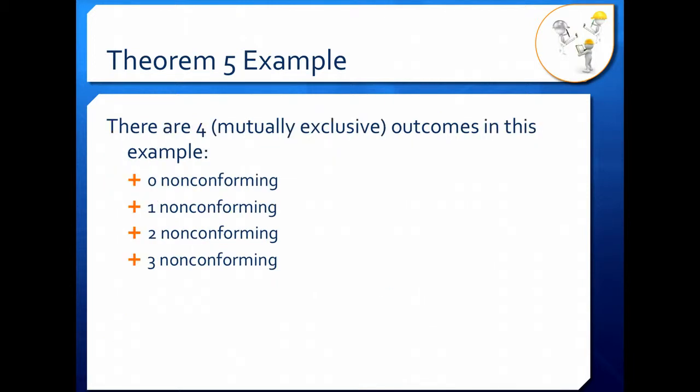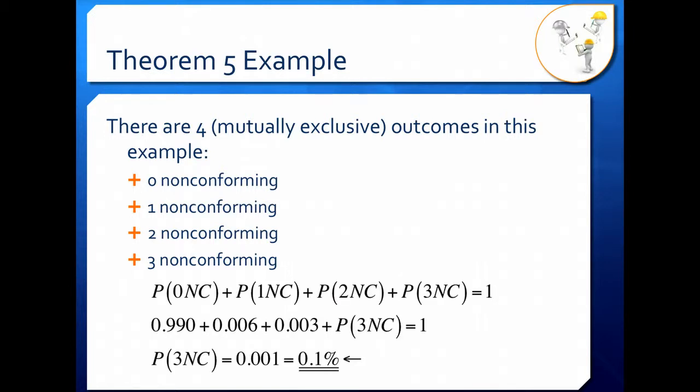So we know, because we only have 3 pieces that we're looking at, we have 4 mutually exclusive outcomes in this example. We can have 0 non-conforming parts, so all 3 are fine. We can have 1 non-conforming part, we can have 2, or we can have 3 non-conforming parts, because we know that parts are either conforming or non-conforming. So when we go to our probabilities, we were given the probability of 0 non-conforming parts, the probability of 1 non-conforming part, and the probability of 2 non-conforming parts.